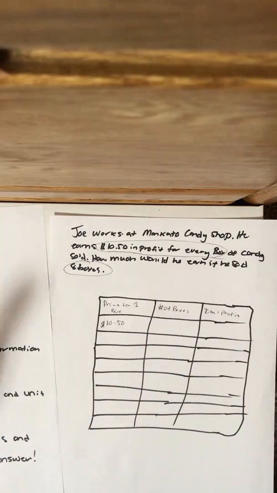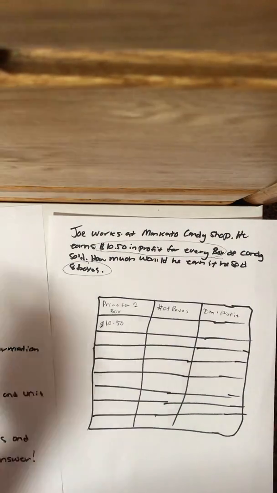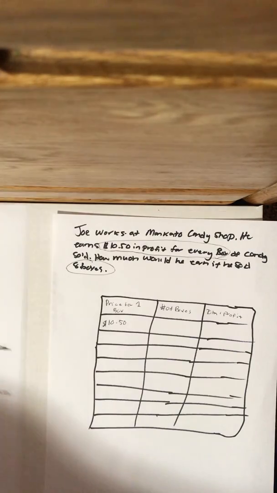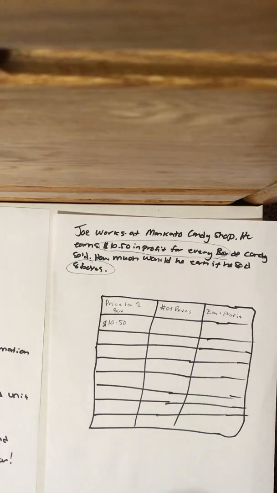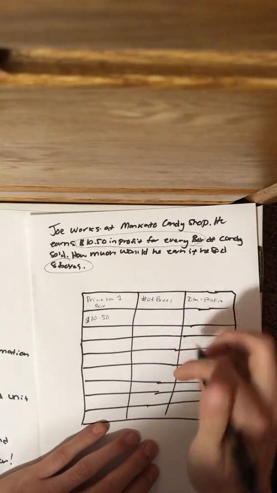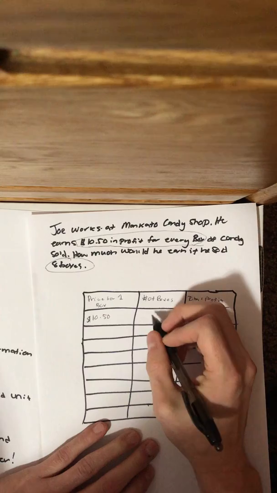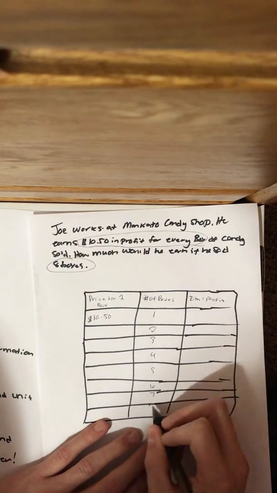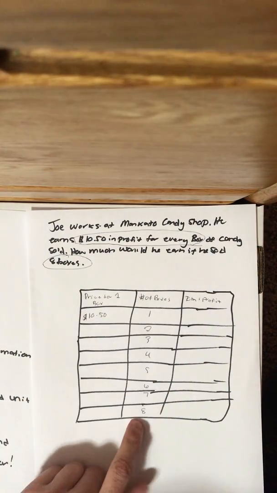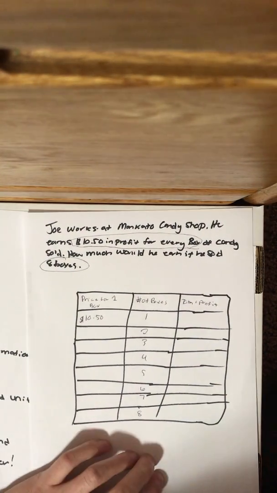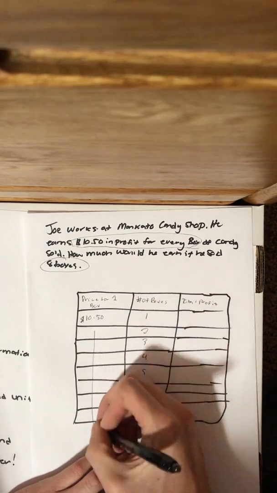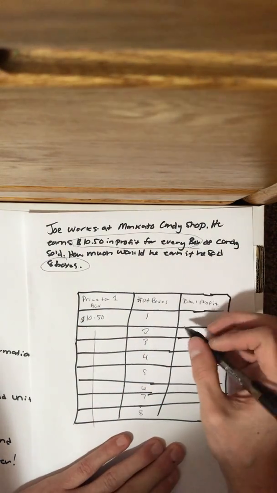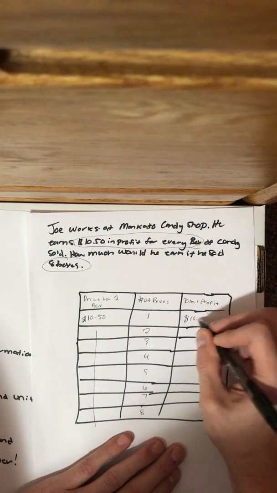Now that we have our stuff laid out with the operation and the units we're going to be using, we'll move on to our E, which is enter the correct numbers and then calculate, and then we'll check our answer finally to make sure it's correct. We need to know how much for 8 boxes. So we'll start at 1, 2, 3, 4, 5, 6, and go all the way down to 8, since we need to know how much he'd make in 8 boxes of candy sold. The price for 1 stays the same, and it's $10.50, so his total profit on 1 box sold would be $10.50.